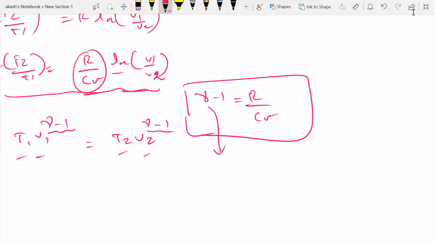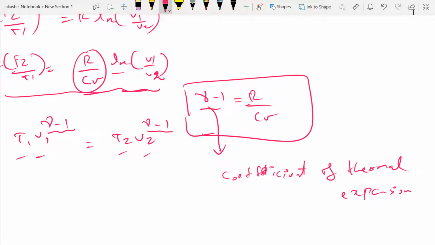And this gamma is what is called the coefficient of thermal expansion. So gamma minus 1 is equal to R by CV. That's what you have to understand, right?